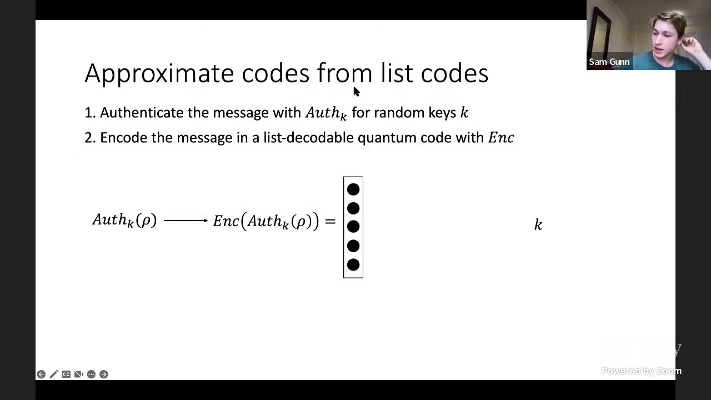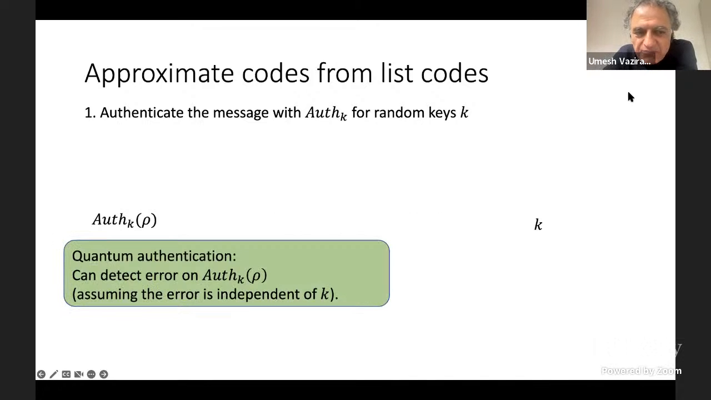Okay, then we're going to combine. Then after we authenticate, we're going to encode the message in a list decodable. I'm sorry, yeah, Sam. Just to go back to the authentication. So the authentication will only tell you whether the message is unchanged or whether some error happened. It won't identify an error for you. Yes, right, it won't identify an error. Oh, if I said that, that was a mistake. Sorry, so the authenticator will just tell you whether an error happens or not, right? Yeah. Okay, thanks, Umesh.